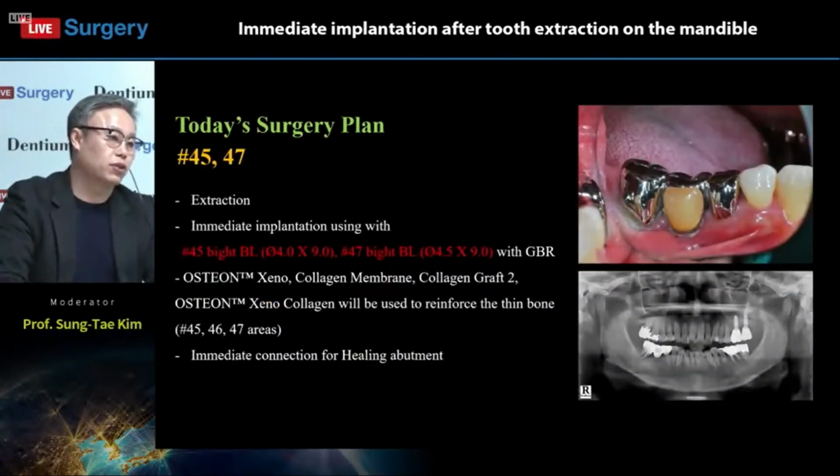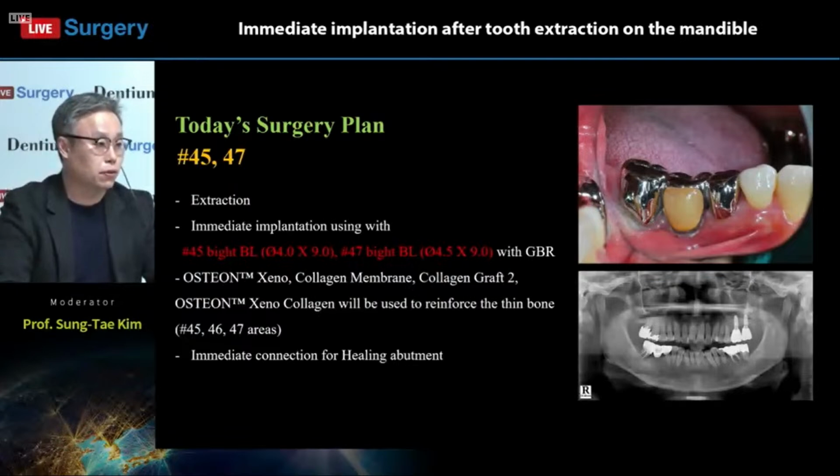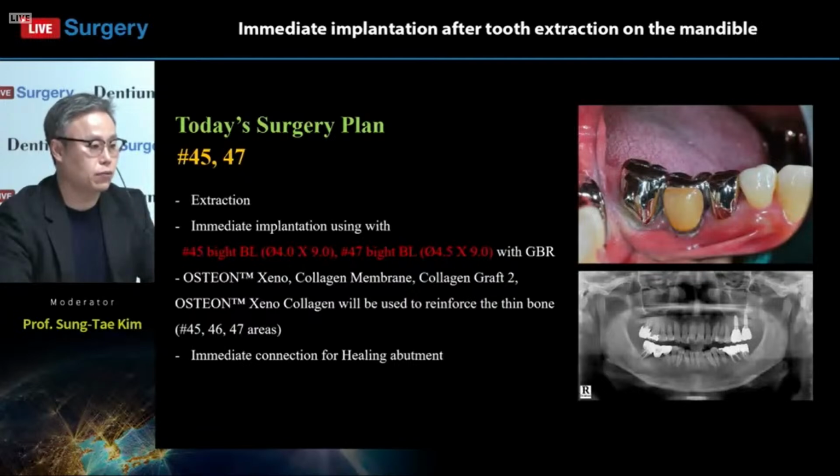This is today's surgery plan, numbers 45 and 47. We're going to extract the teeth and place the implants immediately. Especially for today's case, we're going to use Bright implant, regular size. One is 4.0 diameter and the other one is 4.5 diameter. And we're going to do the simultaneous approach with GBR.